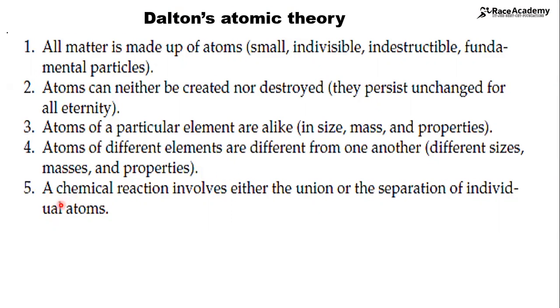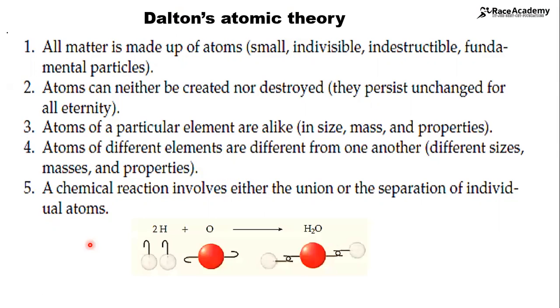Another important postulate is that a chemical reaction involves either the union or separation of individual atoms. What is the meaning of this? You see a chemical reaction here: two hydrogen atoms combine with one oxygen atom to form this locking type of situation, that is called bonding. That is called a chemical reaction, that is called a chemical bond. So this is Dalton's atomic theory.